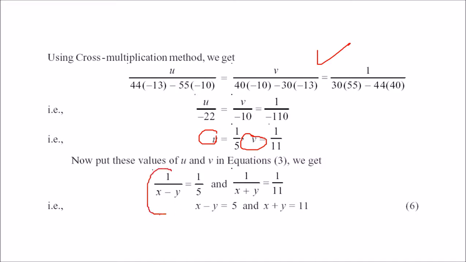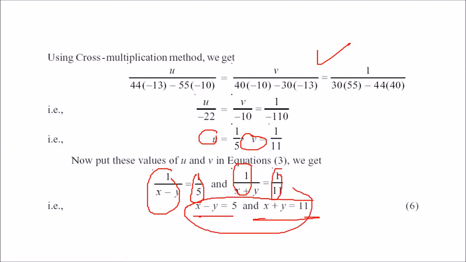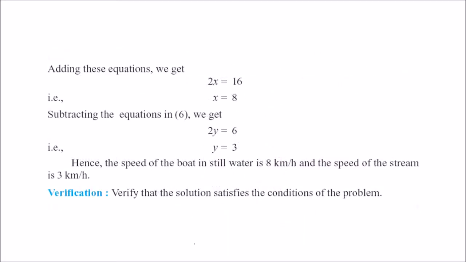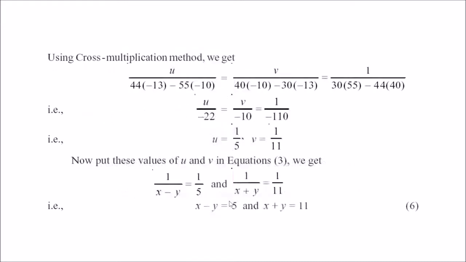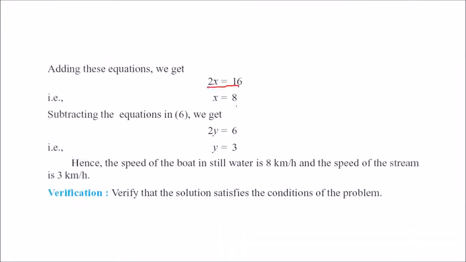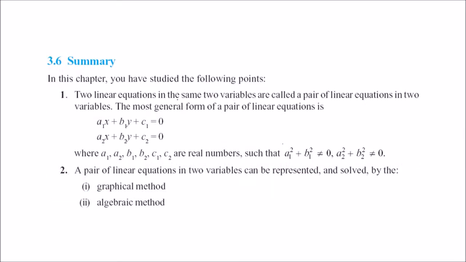Now 1 by x minus y was taken as 1 by 5. 1 by x plus y was taken as 1 by 11. So x minus y equal to 5, x plus y equal to 11. Now these two are again linear equations in two variables. Now you can easily solve by elimination because these two get cancelled out. So 2x will be 16, x will be 8, and y also you can find out. So the speed of boat in still water is 8 km per hour and speed of stream is 3 km per hour. So let us summarize what we have learned.